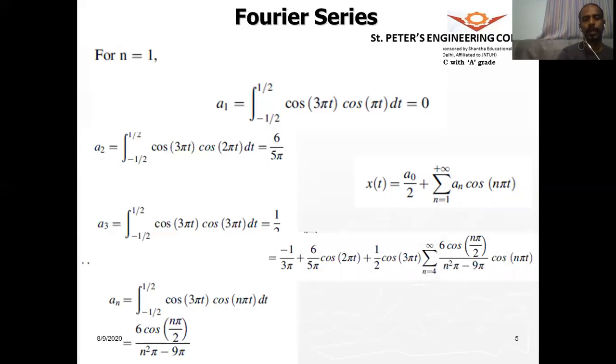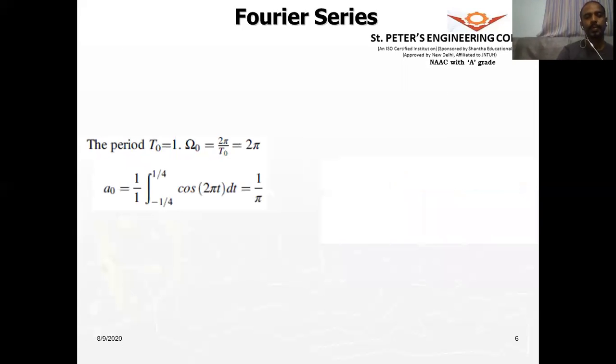So if you put back the different values, a1 is 0, but a2 is 6 by 5 pi, and when n is equal to 2, that becomes cos 2 pi t, and 1 by 2 is for a3, cos 3 pi t. We can generalize the others for n equals 4 to infinity and write it in this form. This is the Fourier series representation using the trigonometric functions.